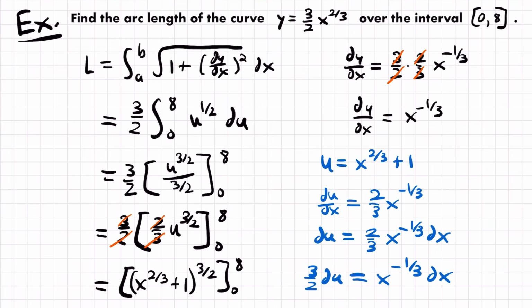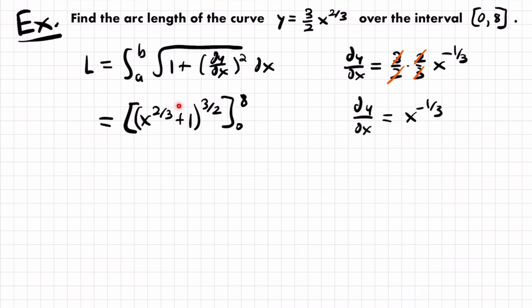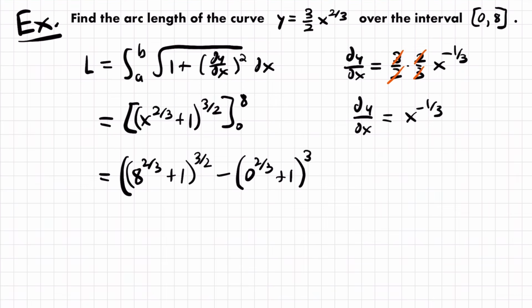All right, and so if we clean up our work again, we can evaluate this by plugging 8 into our expression, and then subtract plugging 0 into this expression, and so we'll have that this is equal to 8 to the 2/3 power plus 1 to the power of 3 halves minus 0 to the 2/3 power plus 1 to the 3 halves power.